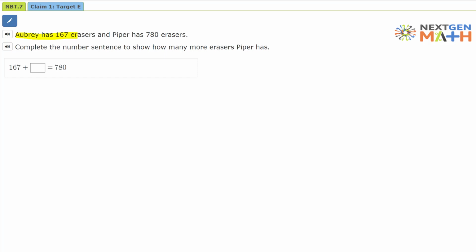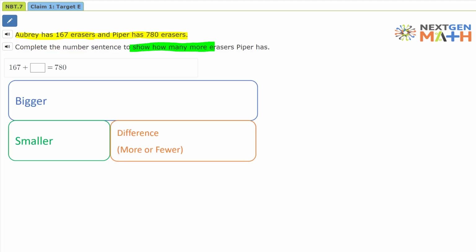Aubrey has 167 erasers and Piper has 780 erasers. Complete the number sentence to show how many more erasers Piper has. Because of this statement right here, to show how many more erasers Piper has, we're going to use a bigger, smaller, difference comparison graphic organizer to help solve this problem.